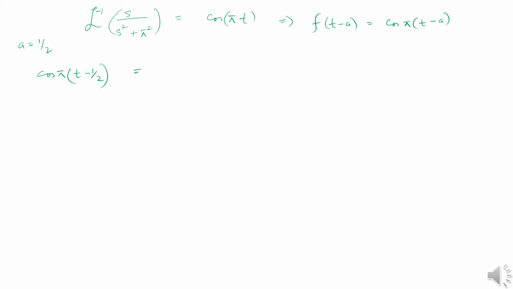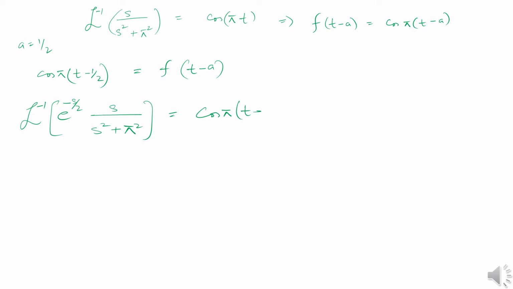So this is our f of t minus a, and now we know that the Laplace inverse of the whole function, that is e raised to the power negative s over 2 times s over s squared plus pi squared, will be equal to f of t minus a, that is cos of pi multiplied by t minus half, and then the unit step of t minus a. So this is the inverse transform of this function, and now we will take the inverse transform of the other function.